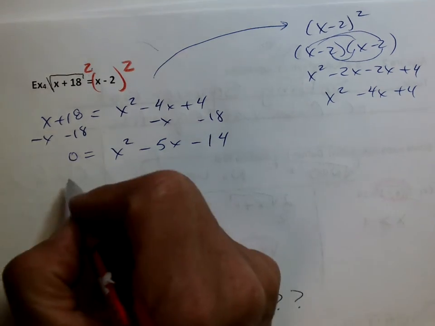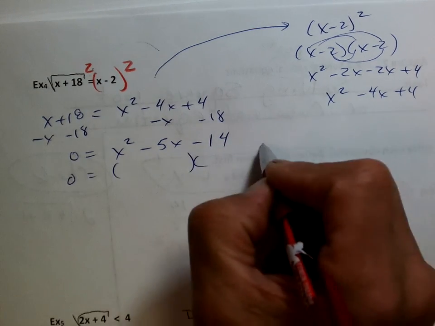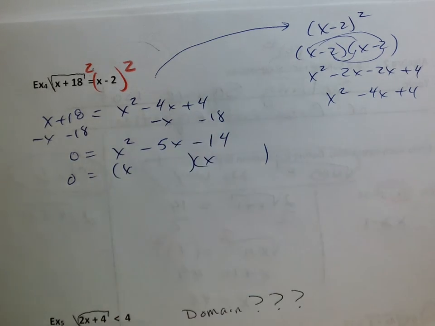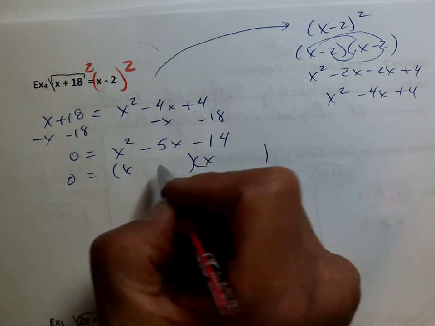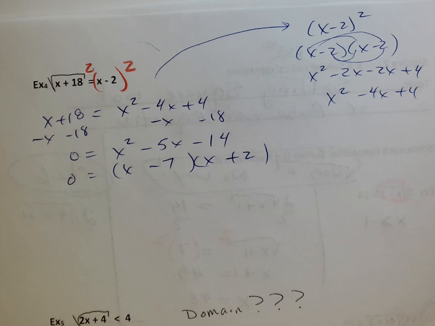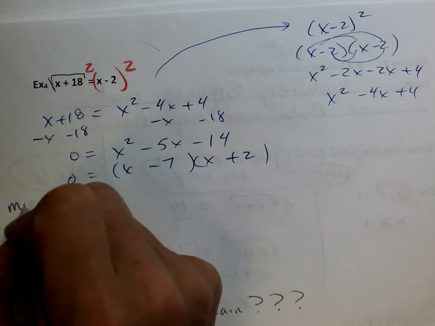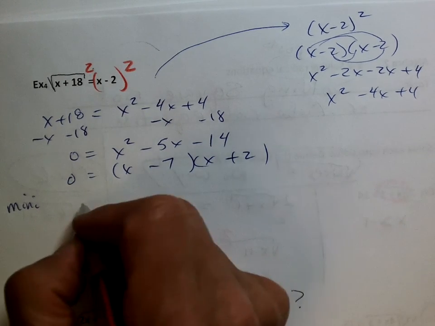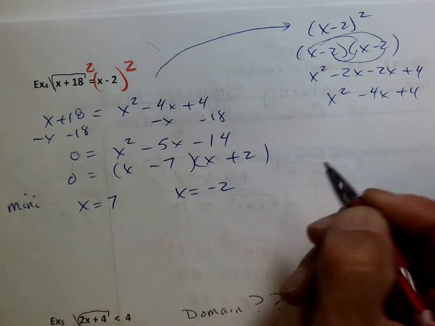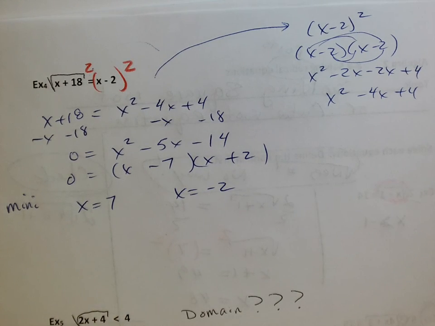So, factor, right? Parentheses. x and x. What times what makes 14? Yeah, in fact, let's use a negative 7 and a positive 2, right? And that will give us our negative 5. Now, these are my mini equations. Remember, mini equations. So I got my minis, which means then basically x would equal 7 and x would equal negative 2, right? Little mini equations, right?